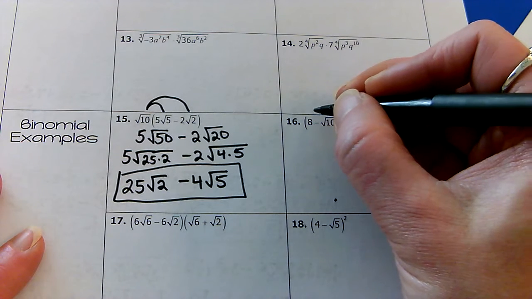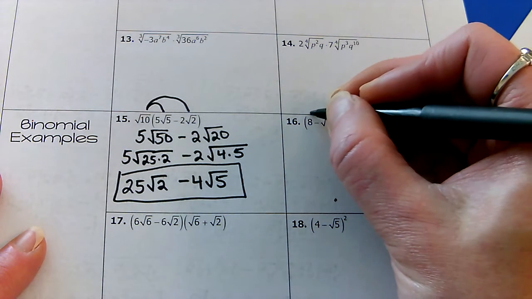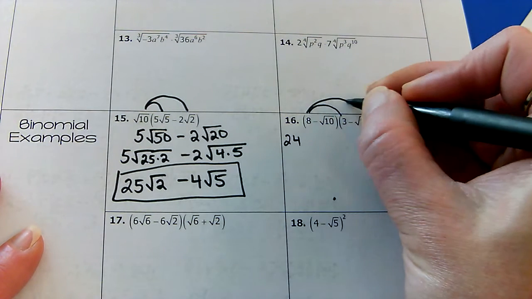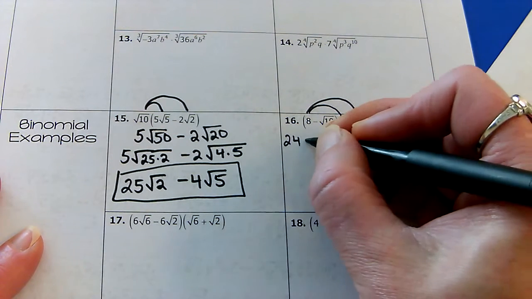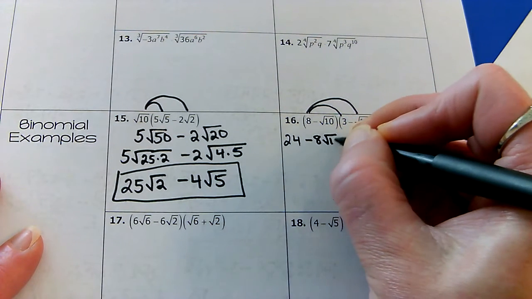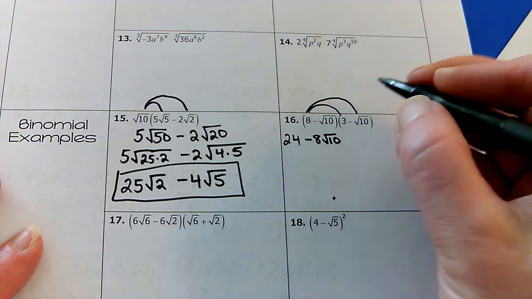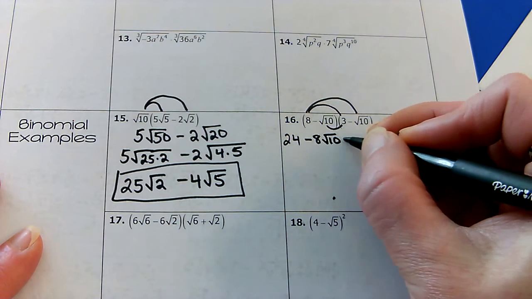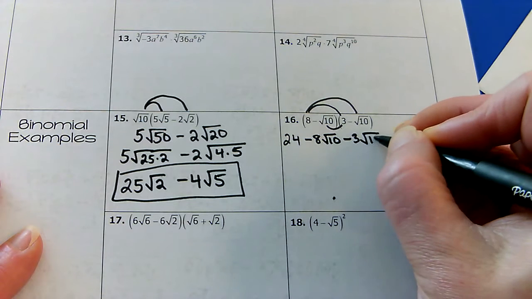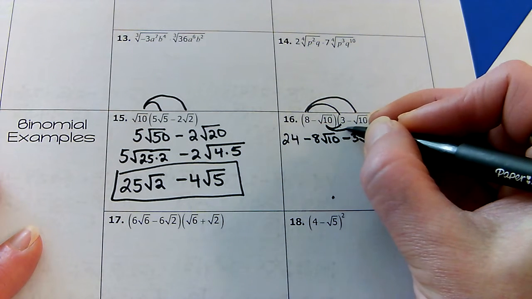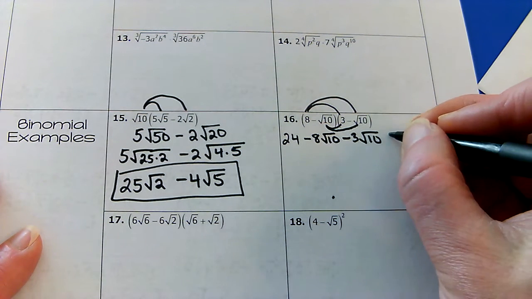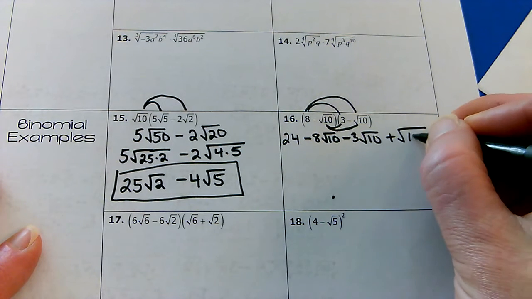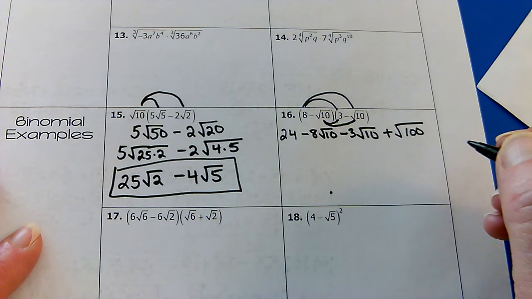Binomials. Distribute. FOIL. 8 times 3. 8 times negative square root of 10. Now I've got to distribute this negative square root of 10 here. Negative square root of 10 times 3. Then negative square root of 10 times the negative square root of 10. Negative times a negative is positive. 10 times 10 is 100.